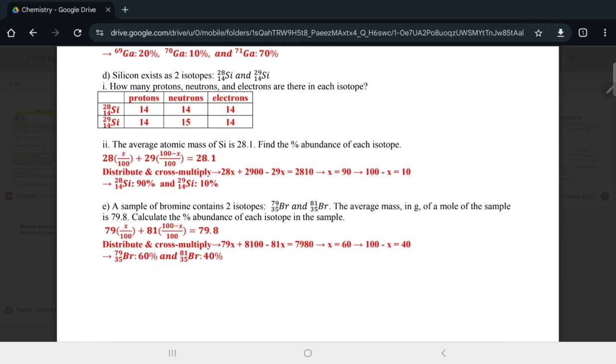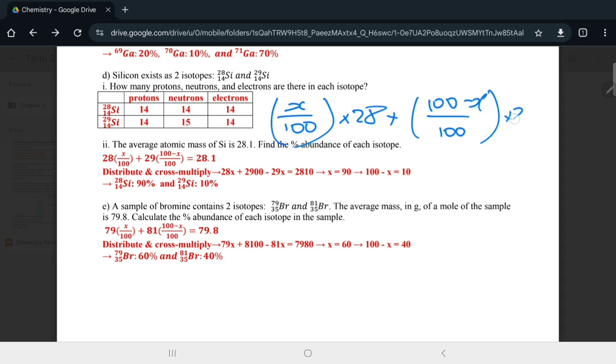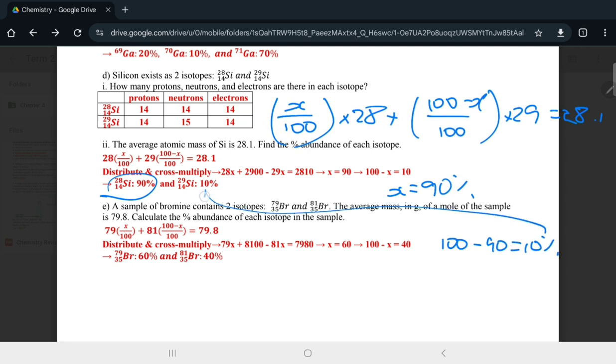The average atomic mass of silicon is 28.1. Find the abundance of each isotope. So you have here the two isotopes of silicon, so it's x over 100. Remember, you have just two, so it's x over 100 multiplied by 28, added to 100 minus x over 100 multiplied by 29, and you get 28.1. Plug it into the calculator. You will get x is equal to 90%. So 90% for the first isotope, and then you do 100 minus 90, and you will get 10% for the second isotope.